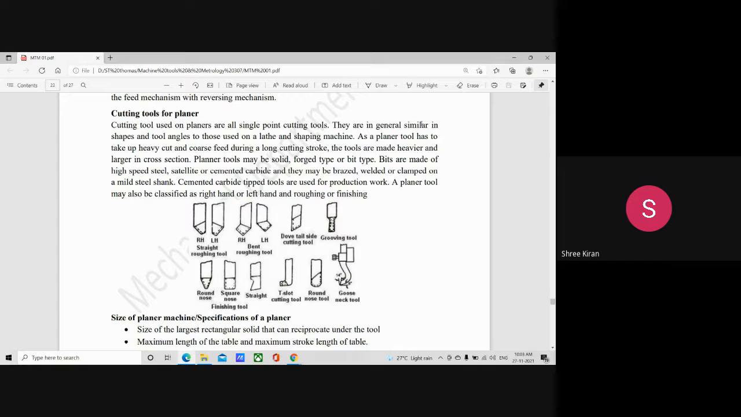Now we have a straight roughing tool, then a bent roughing tool, right hand side and left hand side. Then we have a finishing tool. All this comes into the various types of planer tools. We can say cutting tools for planer, or planer tools also. In the meantime, just note down the straight roughing tool, bent roughing tool, finishing tool, all the figures, within 5 minutes of time. You just note it down.